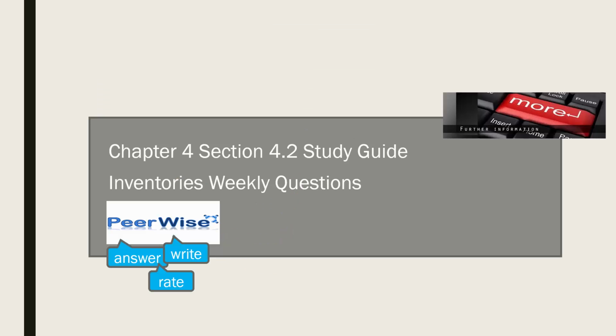For further information on the perpetual and periodic methods, go back to Chapter 4, Section 4.2 in the study guide, and also review the Inventories Weekly Questions. Also answer, write, and rate questions on inventories in Peerwise.